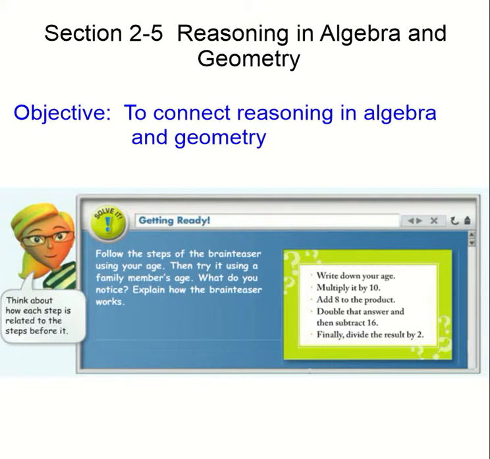And so I think you guys can figure out what's happening there. What do you notice, and explain how this brain teaser works. If you try any other ages, you're going to get the exact same thing again. If you're 17 and you plug that in there, you're going to get 170 for your answer. And so figure out why that works. So pause the video now.